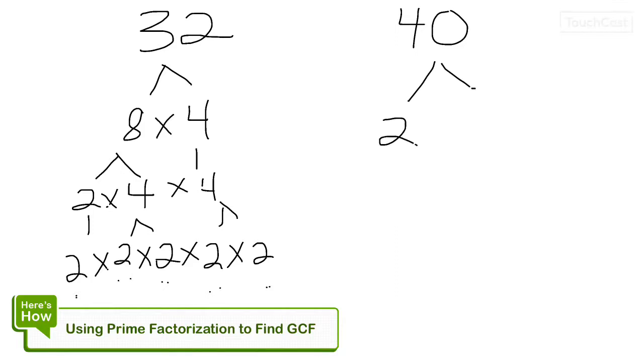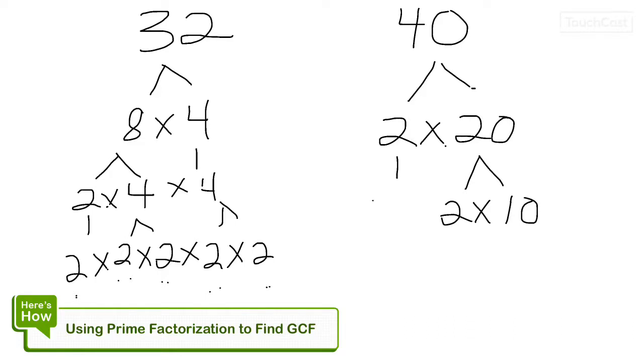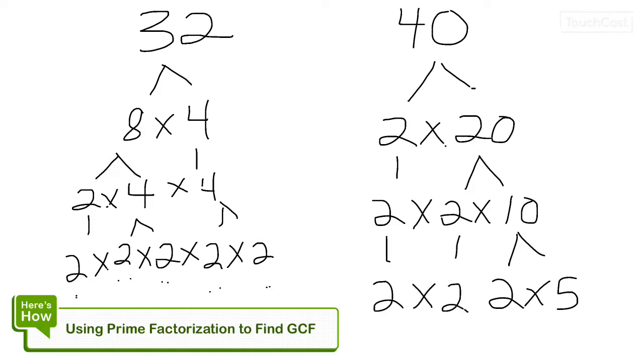I'm going to break the 40 into 2 times 20. I could also do 4 times 10, but I'm going to choose to do 2 times 20. Then I'm going to break it into 2 times 10 and bring my other 2 down. Then I'm going to break my 10 into 2 times 5. And over here, I'm going to bring my other 2's down. So 40 should be 2 times 2 times 2 times 5.